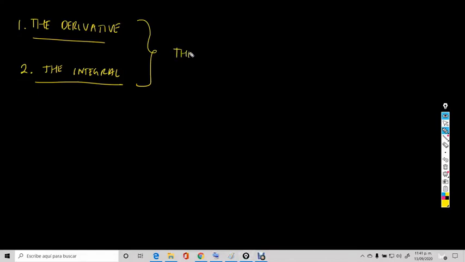the limit of a function. Okay, in order to define and understand these two concepts, the derivative and the integral, we first need to know the concept of the limit of a function, which intuitively is an extremely simple concept. Okay, so let's go there.